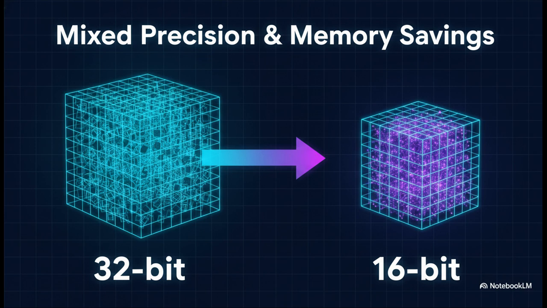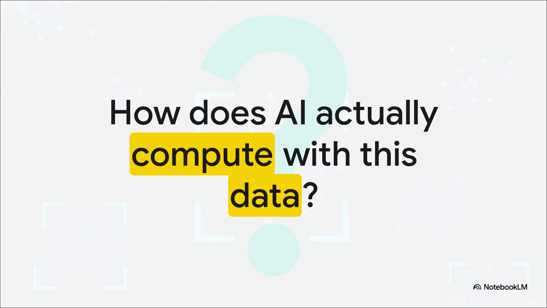But the absolute crucial point here is mixed precision. Standard data is 32-bit floating point, or FP32, but AI engineers actively shrink their tensors down to 16-bit formats like FP16 or BF16. It's slightly less mathematically precise, sure, but it uses half the memory. And that is absolutely essential if you want to fit these gigantic models onto your GPUs without running out of space.